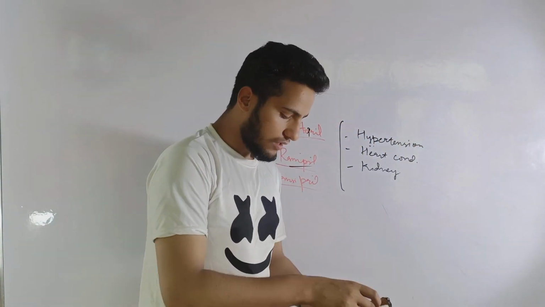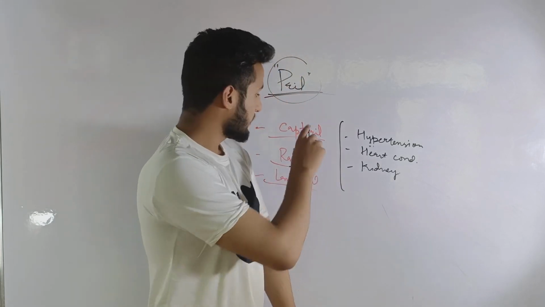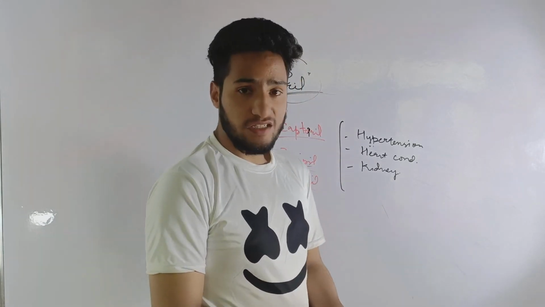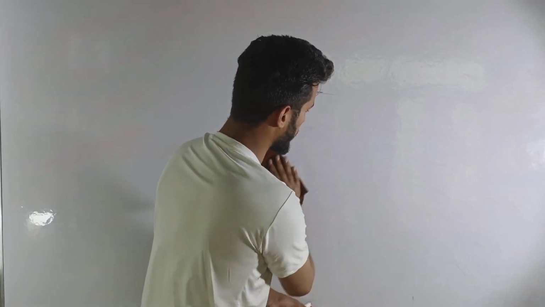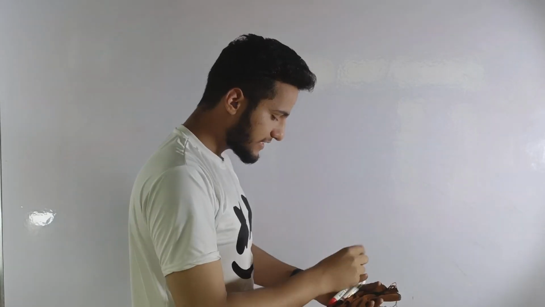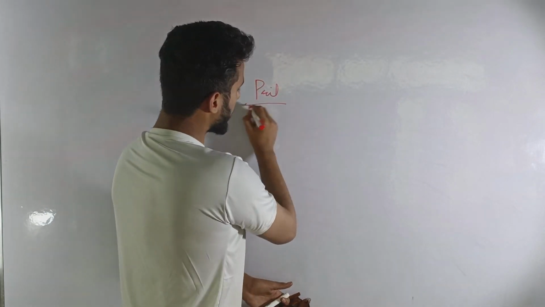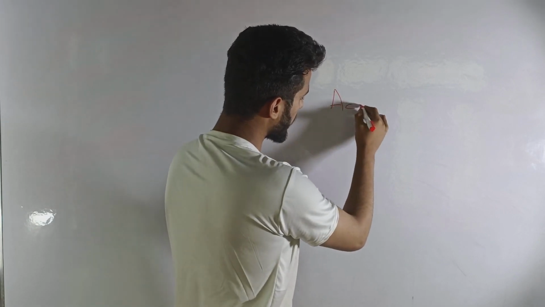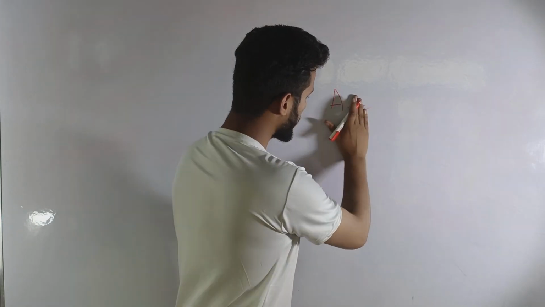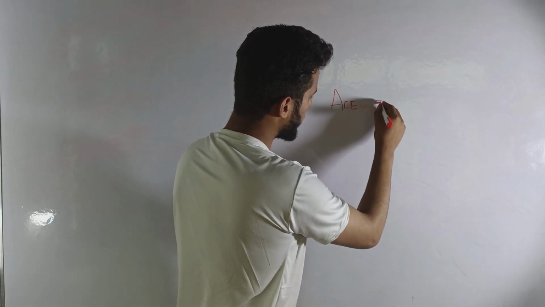Now the last thing we are discussing is which class these drugs containing pril belong to. Any medicine that contains pril is an ACE inhibitor. They belong to the group called ACE inhibitors.